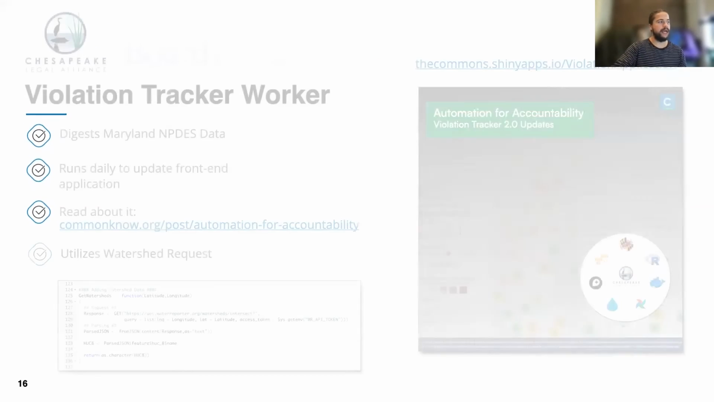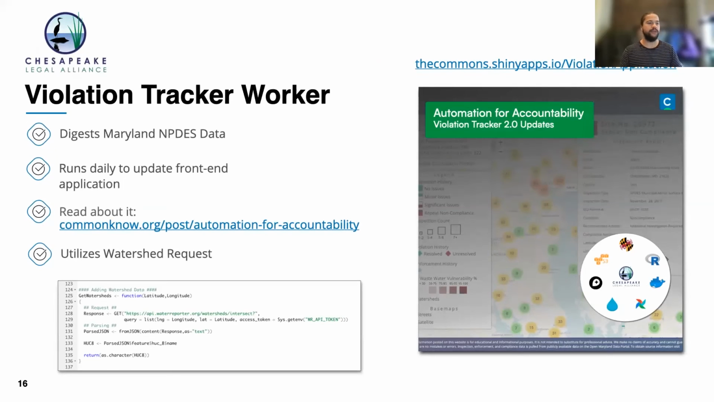And last but not least, I want to talk about a recent project we just finished with Chesapeake Legal Alliance. We had originally built an application called the Violation Tracker, which displays permit and inspection results for facilities and construction sites with wastewater discharge permits in the state of Maryland. There's roughly 10,000 of these facilities, and there's over 30,000 inspection records. And when the application was first built, Maryland Department of the Environment stored their data on their own site. The data wasn't programmatically accessible.